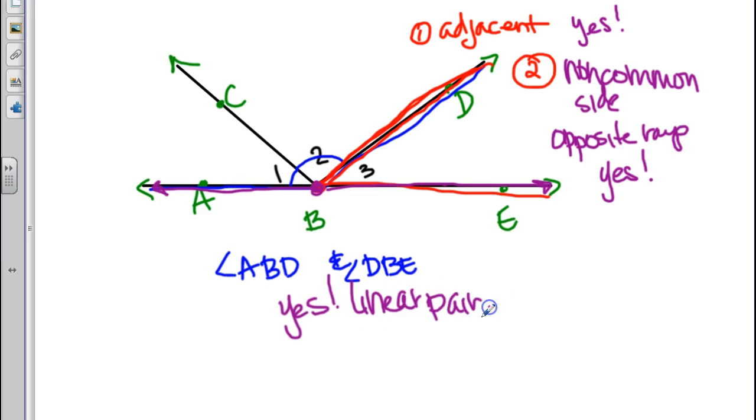Yay. Maybe you could pick out another linear pair for me. So try that. See if you can pick out another linear pair. One more. All right, so if you said angle ABC and angle CBE form a linear pair, you are correct.